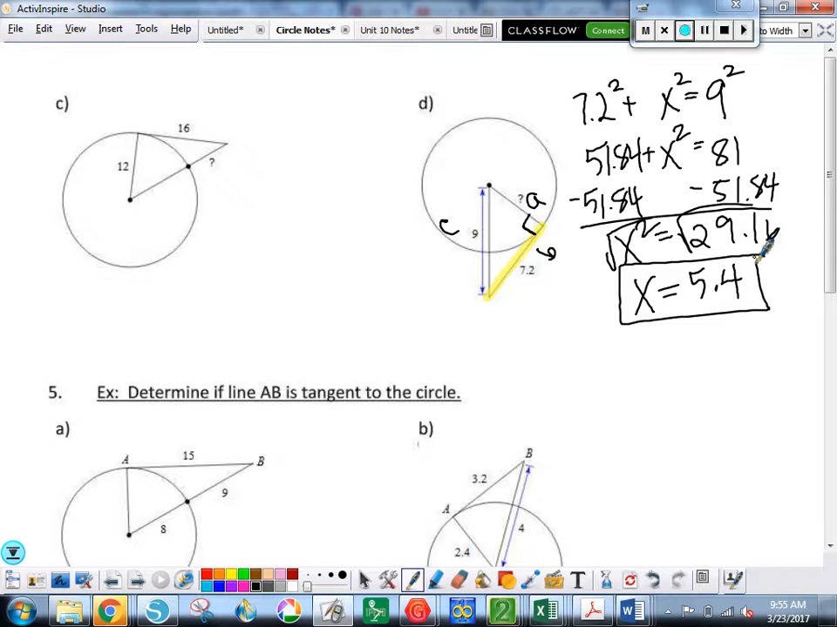Is it 5.4 even or is it rounded? Even? 5.4. Interesting. Cool. What about part C? I want to do part C really quick. And then you can work on your homework for, I don't know, 5 minutes or so.